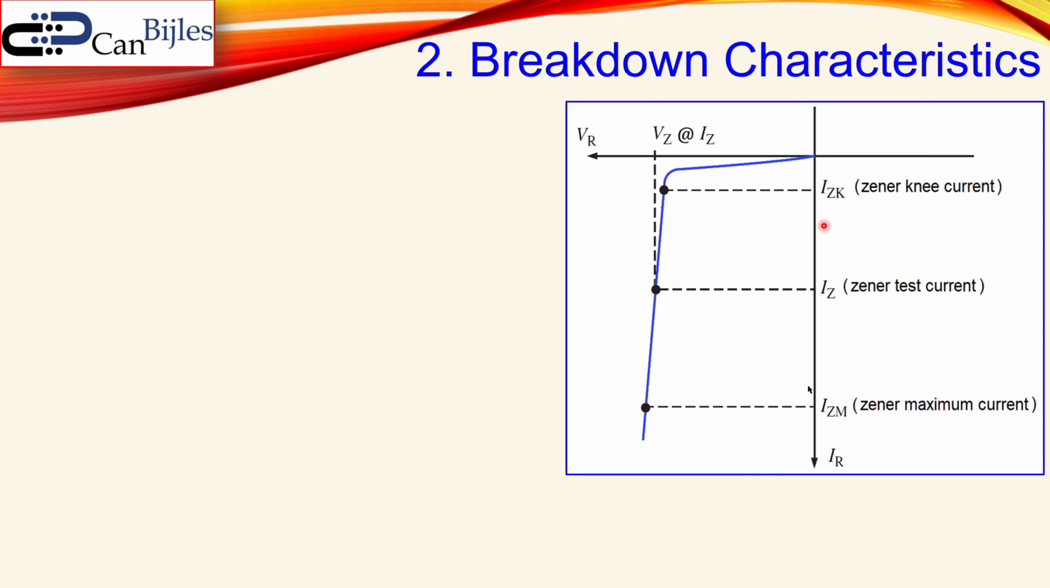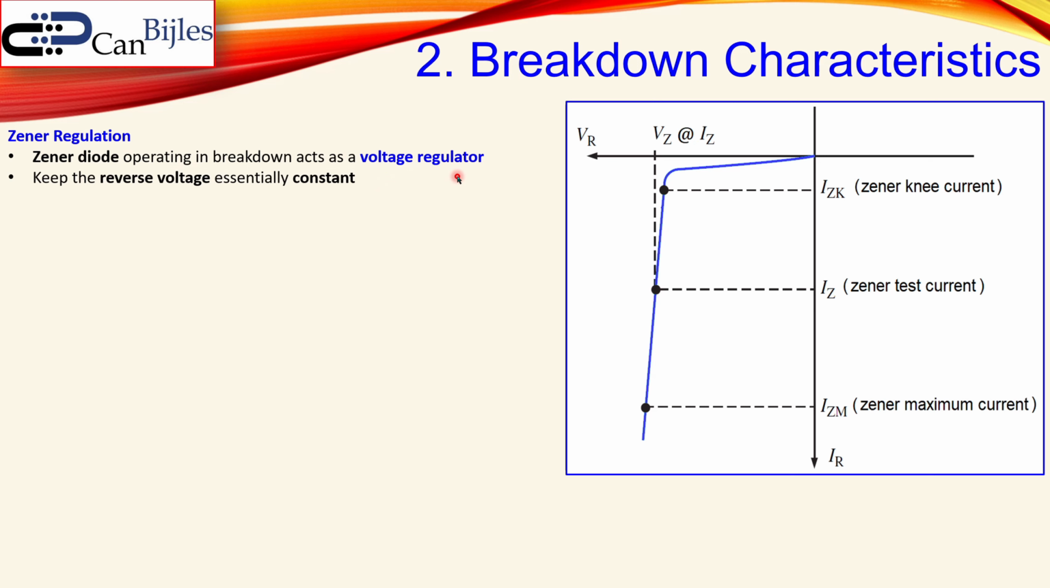So you have three parameters, and in between you have this VZ, which goes up and goes down a little bit. We can see how large this current is changing, the Zener current, with respect to the small changes here in the voltage for the Zener diode. So the Zener regulation diode operating in the breakdown region acts actually as a voltage regulator, keeps the reverse voltage essentially constant, not perfectly constant, but very close to the constant value you want to have.